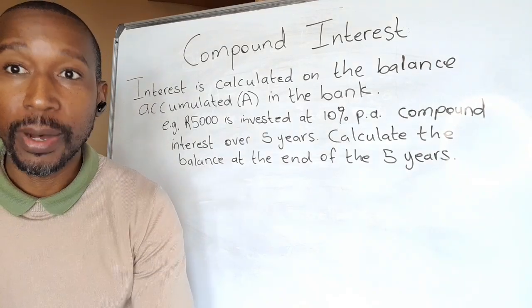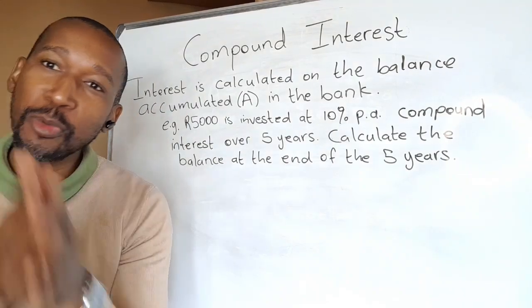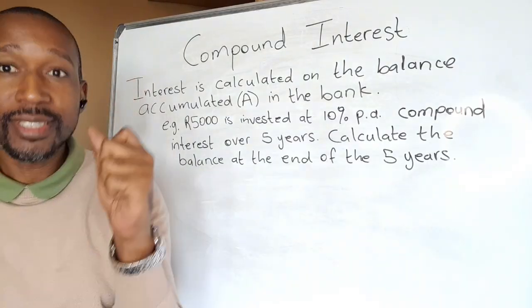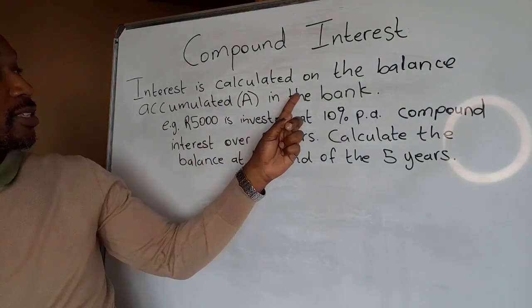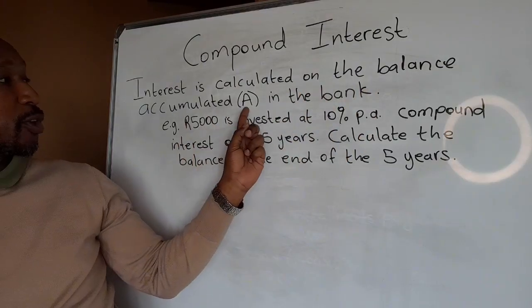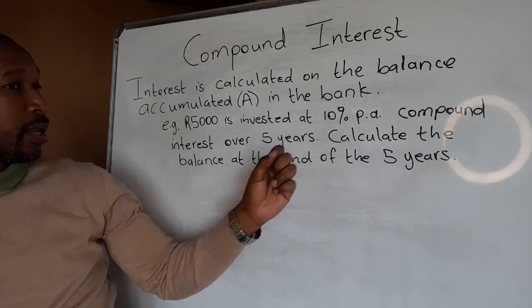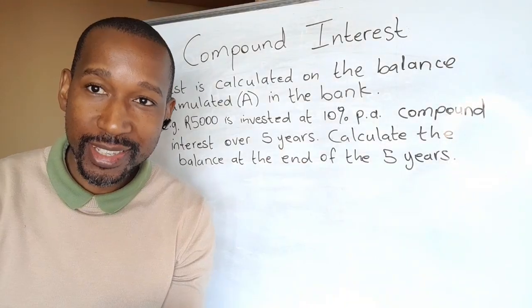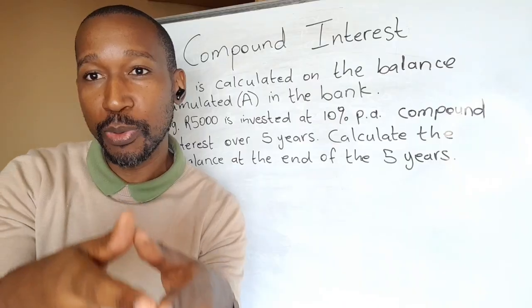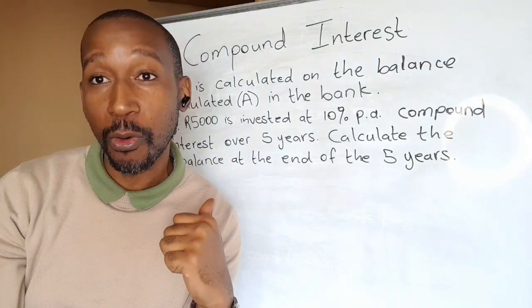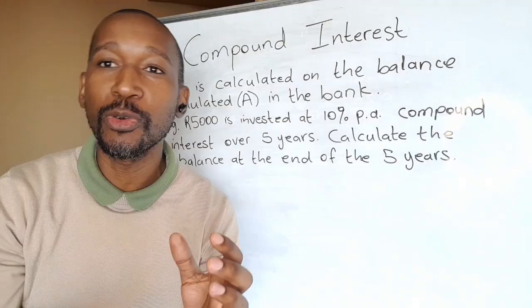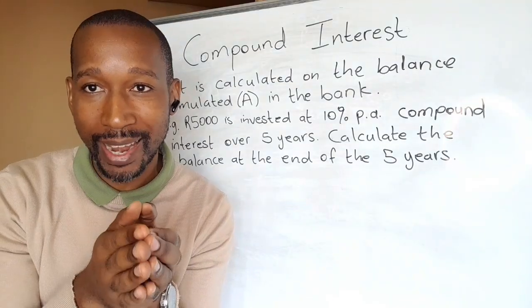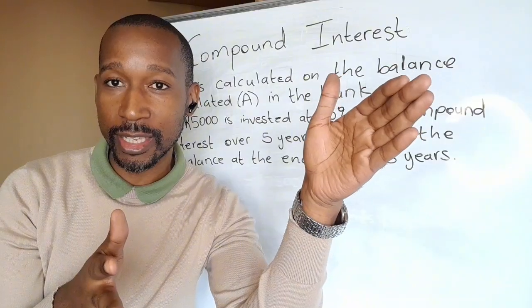Now let's look at compound interest. Compound interest is more interesting because this is a type of interest that is calculated on the balance that is already accumulated in the bank. Which means that you are going to receive interest on the money that you put plus the interest that they gave you before. So whatever balance is in the bank, you're receiving interest on top of that balance rather than the original investment you have.